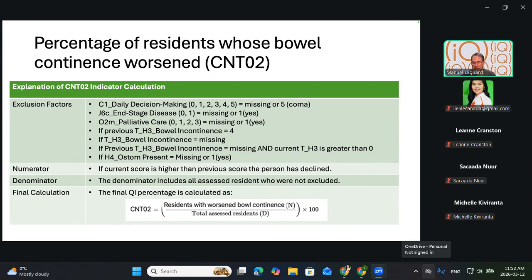So it's the exact same calculation as the improved, except here it is a 4 instead of a 0. So if they were a 4, it means they were completely incontinent. You can't get worse. So if you're already incontinent, we're not even going to look at you. If your current score is higher than the previous, you've declined.